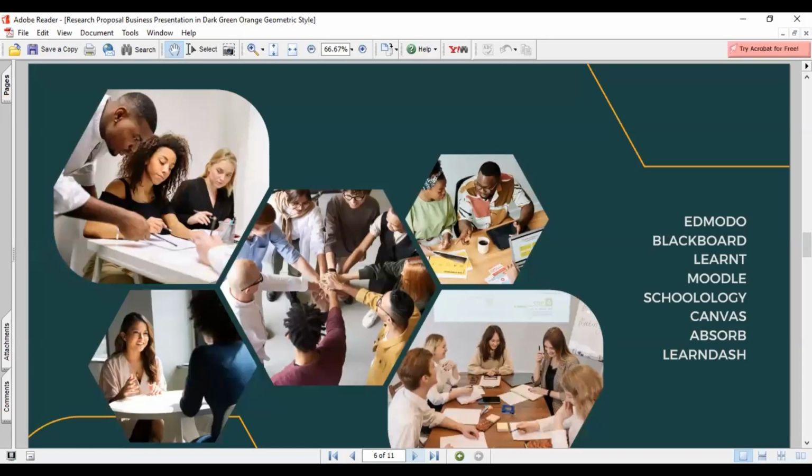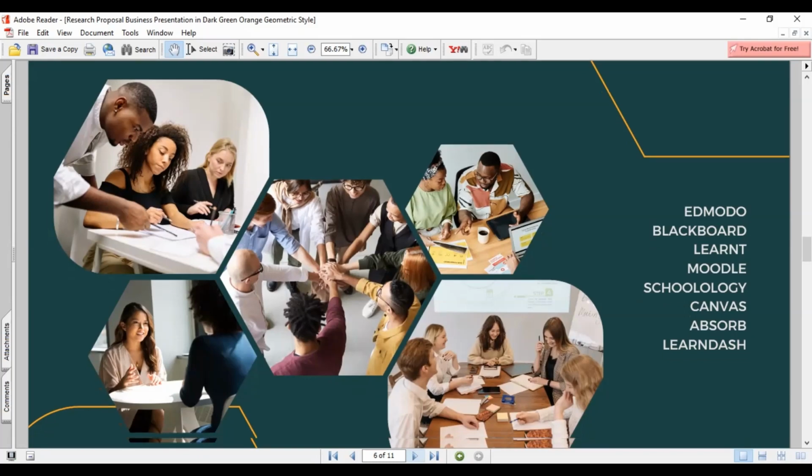If you find some more on the internet, you can add them, and even write them in the comment section, so that others are also aware of it. So I could find these many: Edmodo, Blackboard, Learned, Moodle, Schoology, Canvas, Absorb, Learn Dash. So these are some of the examples of LMS.